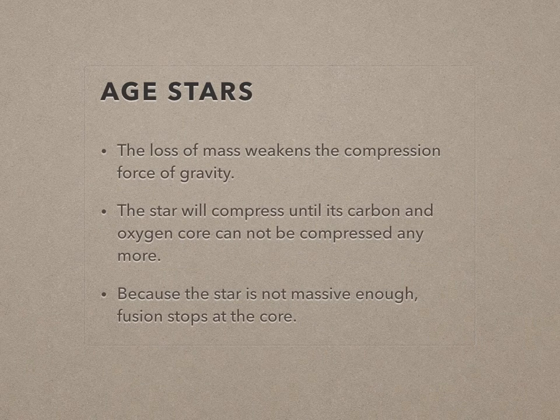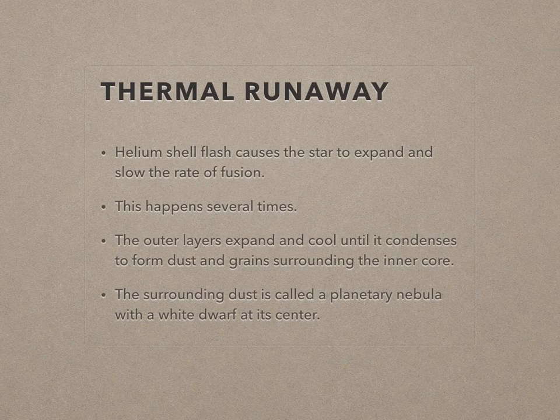AGB stars. The loss of mass weakens the compression force of gravity. The star will compress until its carbon and oxygen core cannot be compressed anymore. Because the star is not massive enough, fusion stops at the core. Thermal runaway.